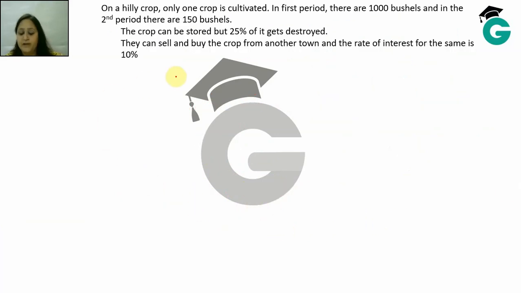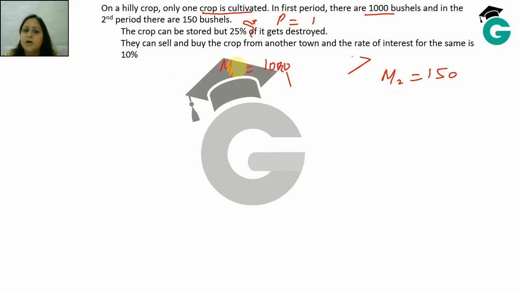The last question, very important question, very interesting question. On a hilly crop, only one crop is cultivated. M1 is 1000. क्योंकि हमें कुछ और दिया नहीं हुआ ना, इसलिए I will assume price of this bushel is 1. M2 is 150. The crop can be stored, but 25% of it is destroyed. A part and B part. 25% of it is destroyed, which means what?